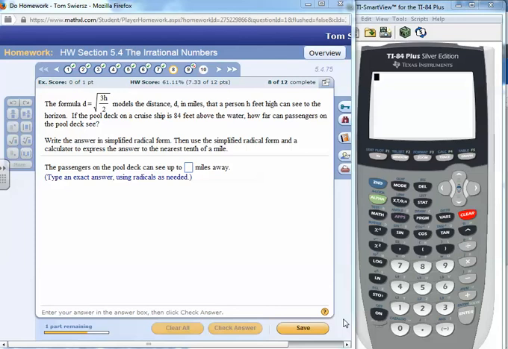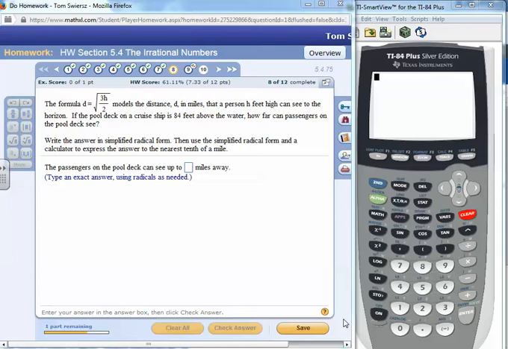Let's go ahead and look at problem number 8 from section 5.4. It states the formula D equals the square root of 3 times h divided by 2 models the distance d in miles that a person h feet high can see to the horizon. If the pool deck on a cruise ship is 84 feet above the water, how far can the passengers on the pool deck see? Write the answer in simplified radical form and then use the simplified radical form in a calculator to express the answer to the nearest tenth of a mile.